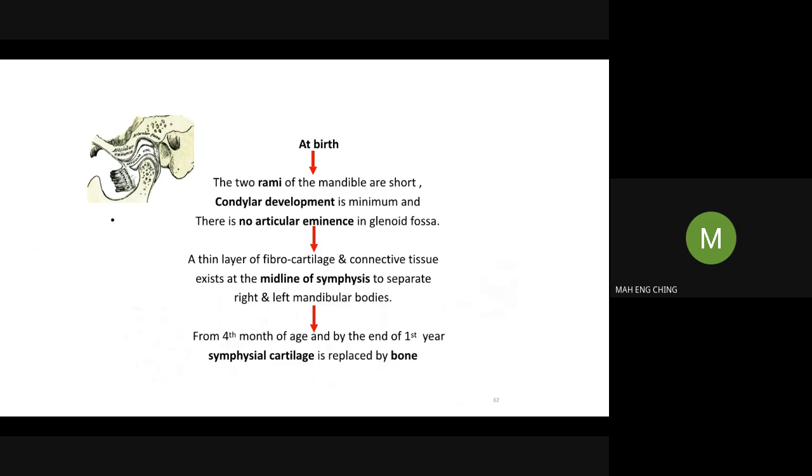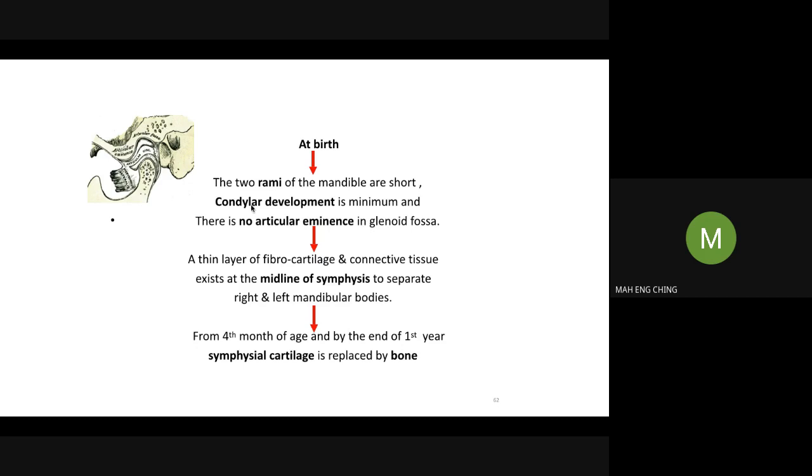At birth, the two rami of the mandible are short. The condylar development is minimal, and there's no articular eminence at the cranial fossa. Cranial fossa just means where the contact is between the base of the skull and the TMJ. This is called the cranial fossa. It's just a fossa for the attachment of the TMJ. This condyle must go into the fossa. Then in front, there's the articular eminence, which is like a U shape or S shape. So when you open, the TMJ usually goes forward and downward. That's how they open the jaw.